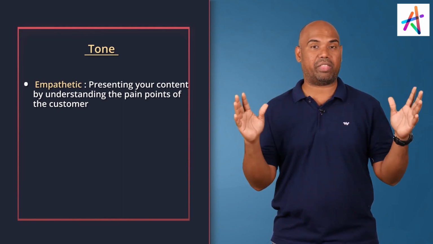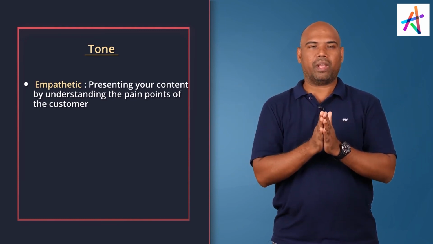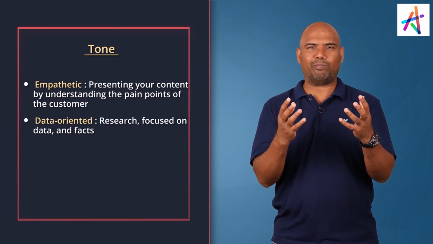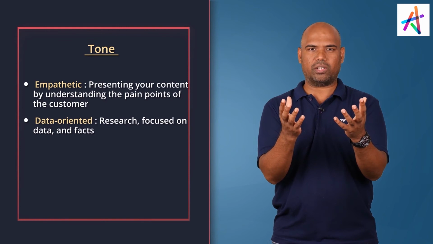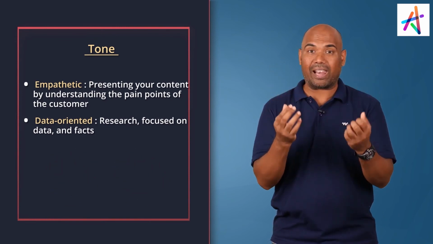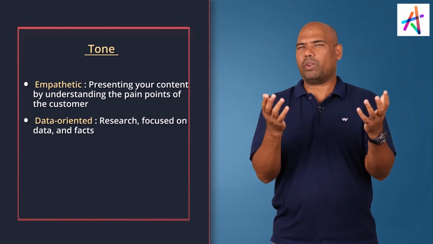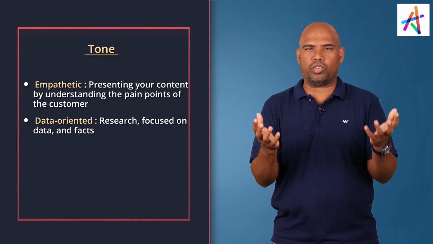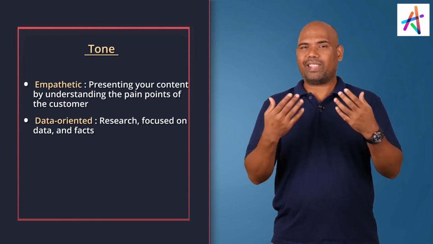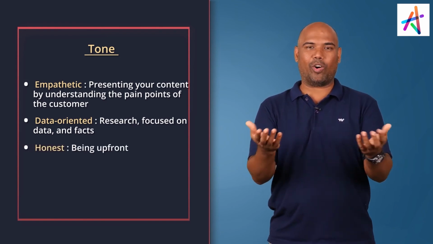That's called empathetic. The second one is more about data, research oriented. So if people that read your content are more focused on numbers and statistics and valid claims, then you might want to consider adapting that approach. Data, research, and statistics. Then, of course, there is the honest way of doing something.